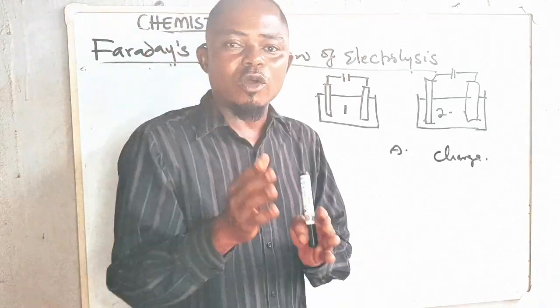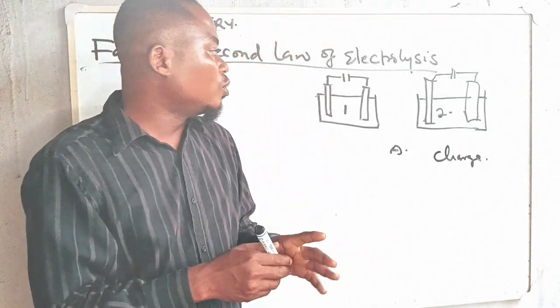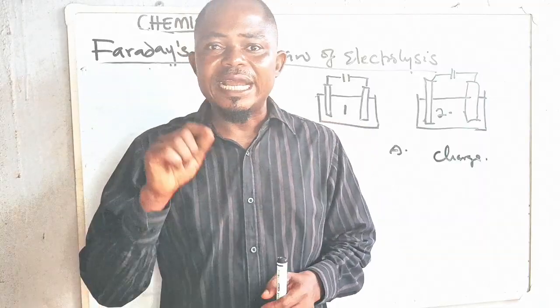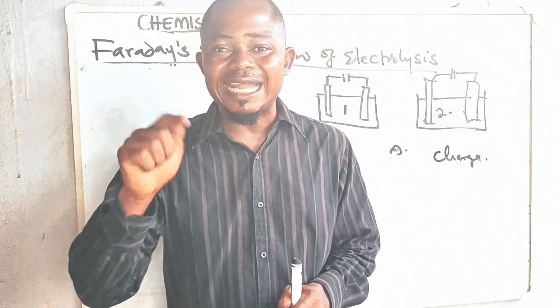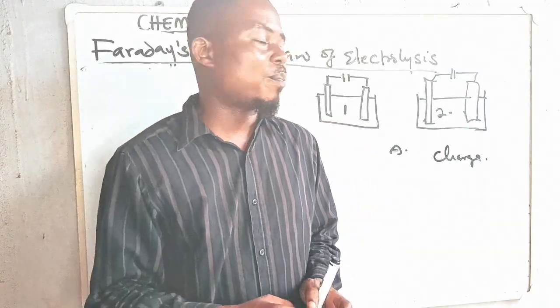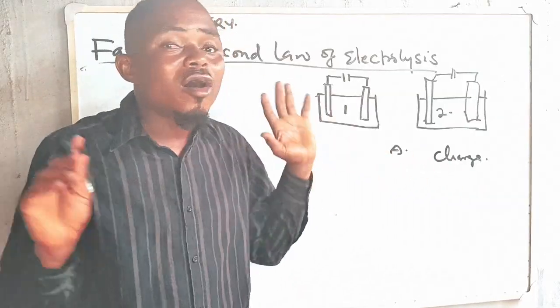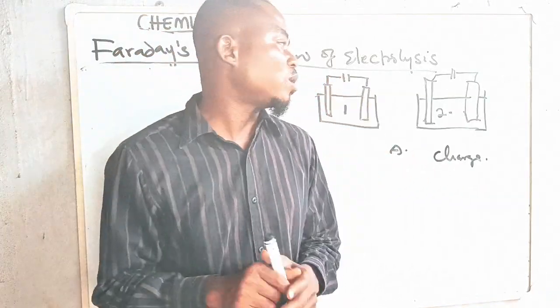So when you pass the same quantity of electricity through two different electrolytes, the amount of substance deposited at the electrode will be inversely proportional to what? The charge of their respective ions. So that's what he discovered.